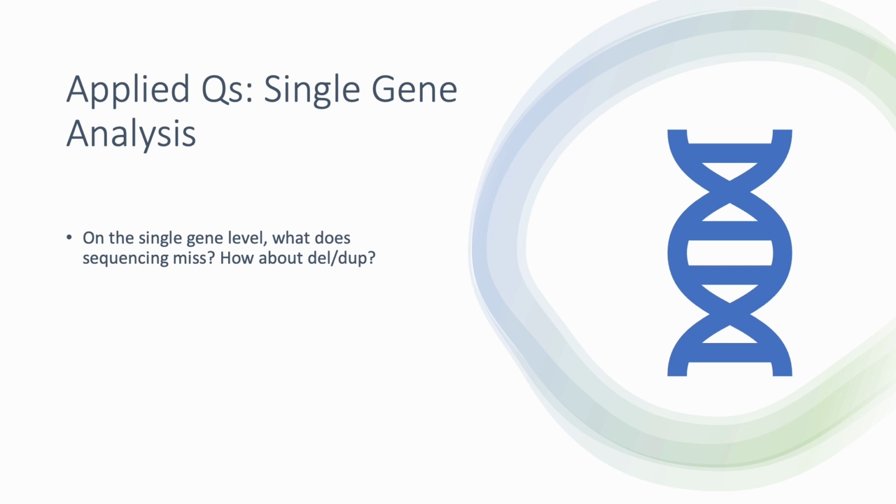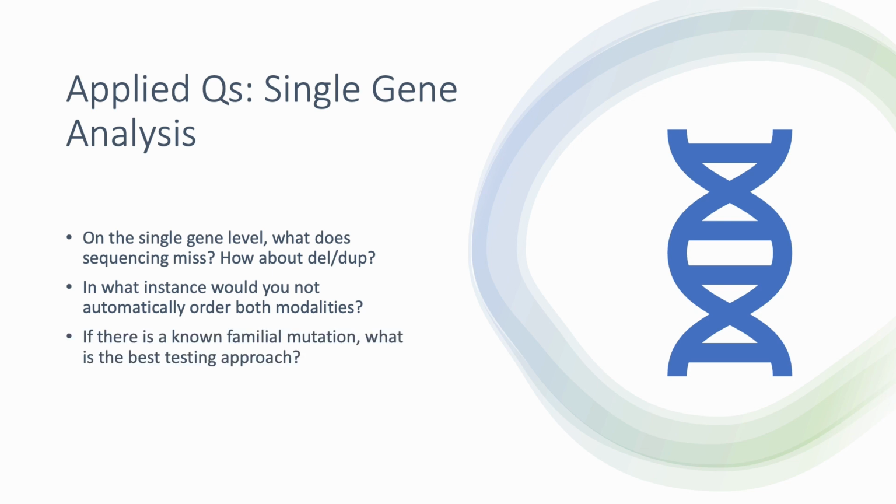Some applied questions that I want you guys to be thinking about in terms of single gene analysis include, on the single gene level, what does sequencing miss? How about deletions and duplications? In what instance would you not automatically order both modalities? And if there is a known familial mutation, what is the best testing approach? Feel free to pause the video here and jot down your ideas.